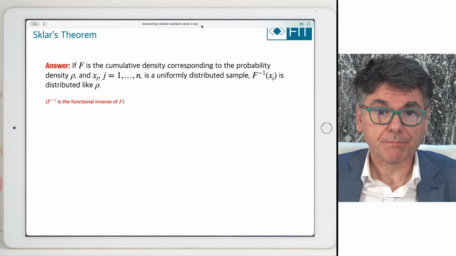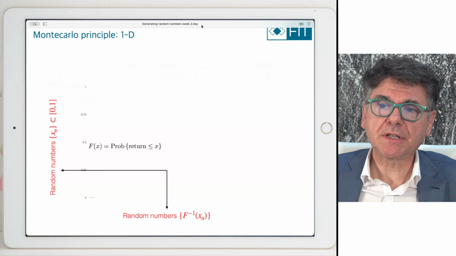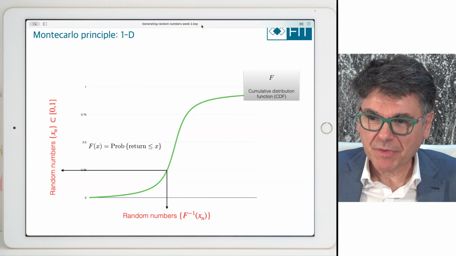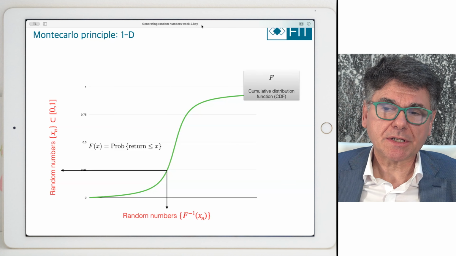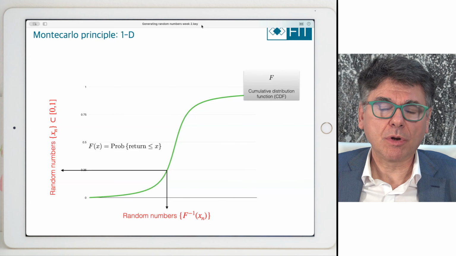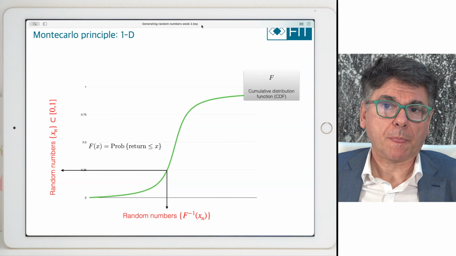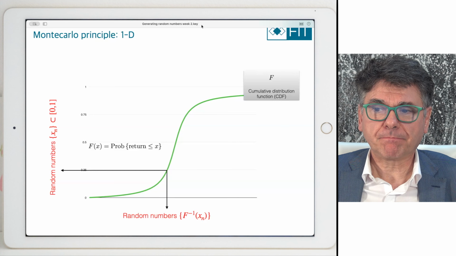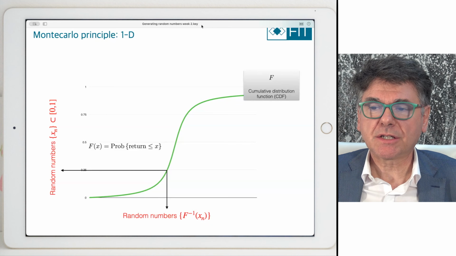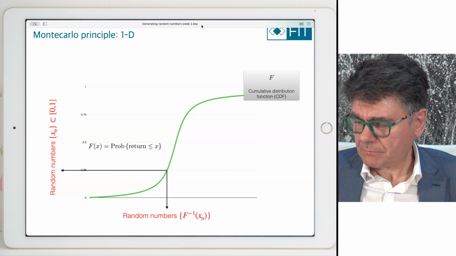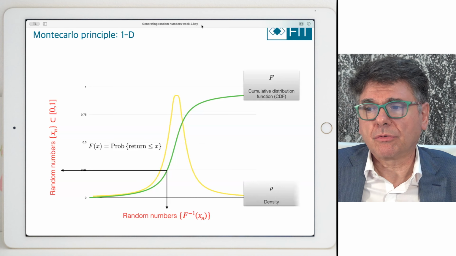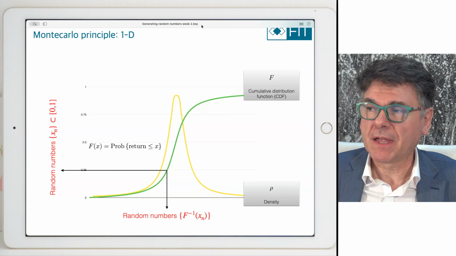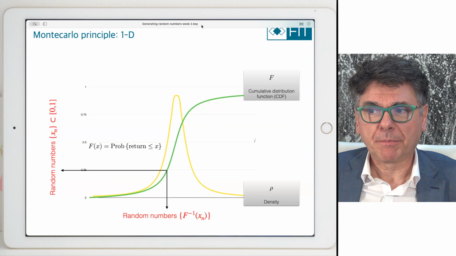That's the theorem. Let me explain that in graphical terms. We've seen this many times. I've seen this graph many times now in different contexts. It's coming up once again, because in this context, if what I have on the y-axis are uniform numbers on 0, 1, which get mapped into the x-axis, F inverse of x_n is distributed just like F, or like rho, up to you if you want to look at the density as the derivative of the cumulative distribution function. So this is Sklar's theorem, and this is the key for sampling.